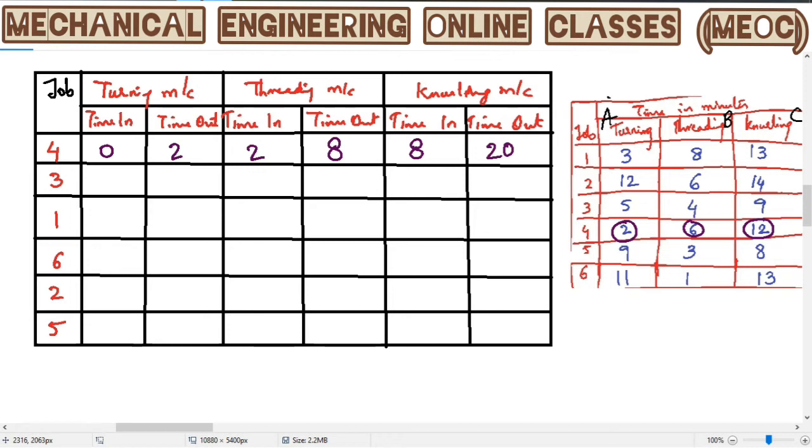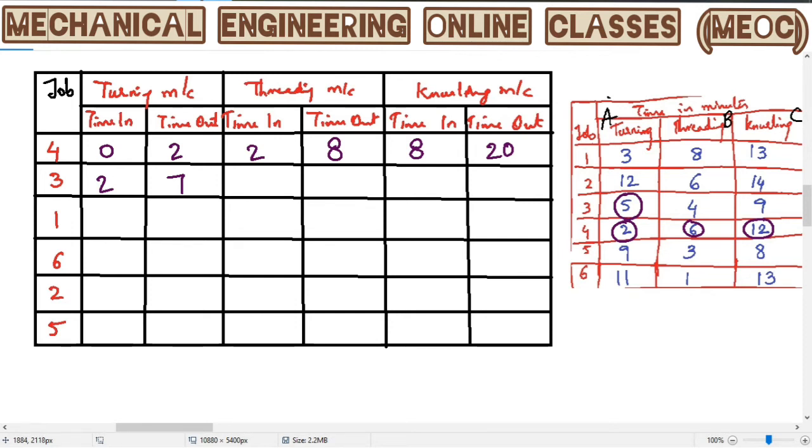Now after the fourth job, which first went to the turning machine, was busy in the first 2 minutes. So in the second minute, the turning machine is free. So job 3 will go on to the turning machine at minute 2. And the time it requires on the turning machine is 5. So from 2 it will take 5 minutes. So this will be 7. Now job 3 is ready. It already completed the turning machine. So it should go to the threading machine.